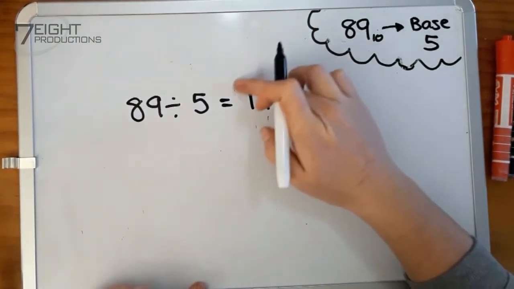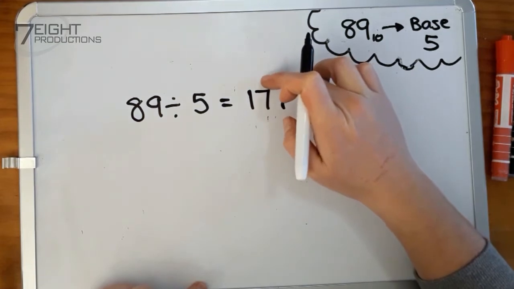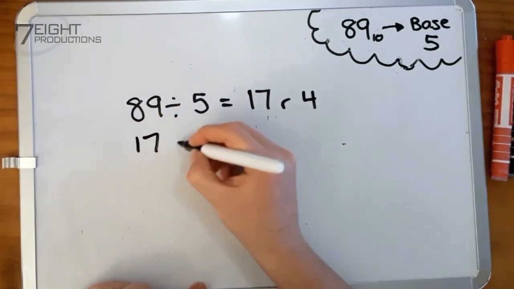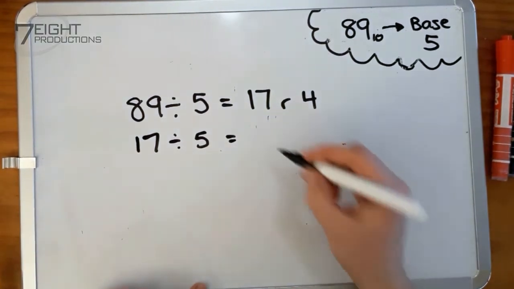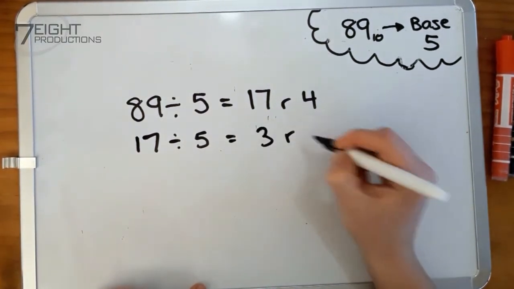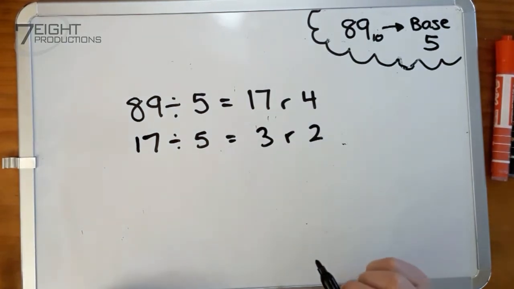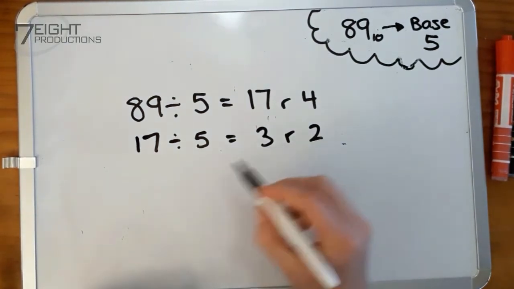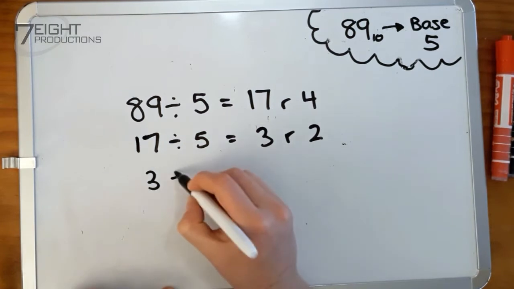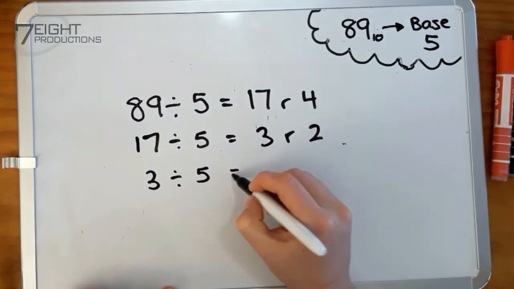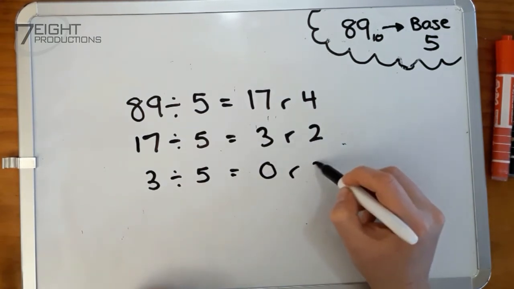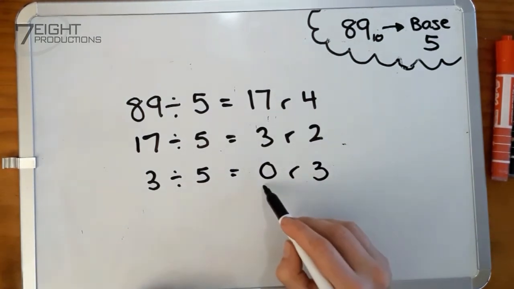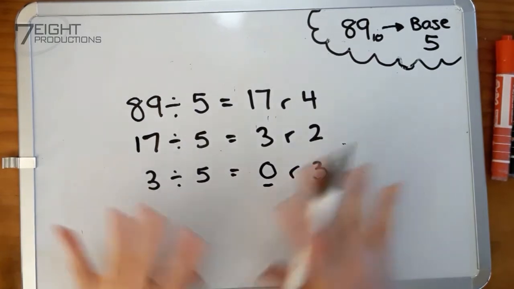Okay, so we take this number, the whole number, and we're going to divide that by 5. So we write 17 divided by 5 equals, yep, 3, and there's a remainder of 2. Now we take this 3, the whole number, and we divide it by 5. 3 divided by 5 is equal to, we can't do it, so it's going to be 0, remainder 3. Now as soon as we get to a 0, we stop, okay? We don't go any further.